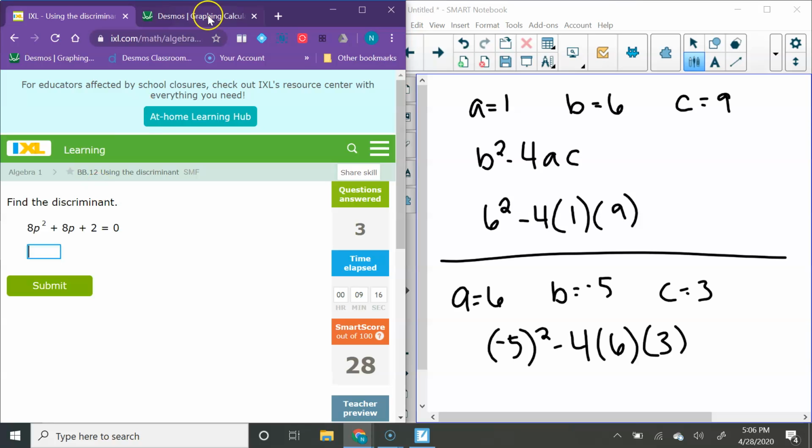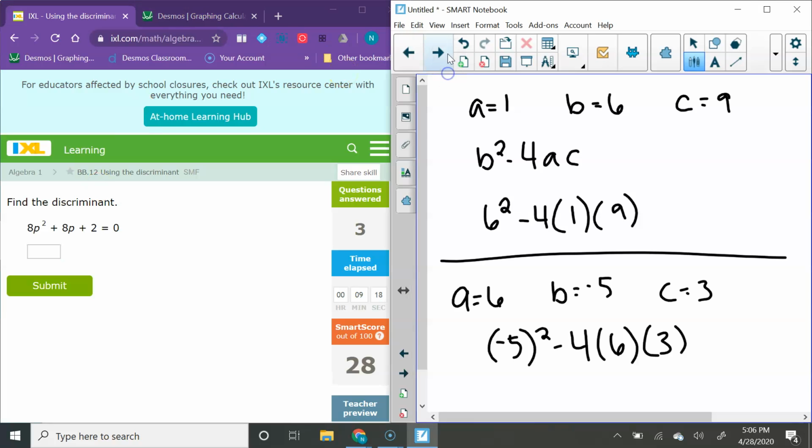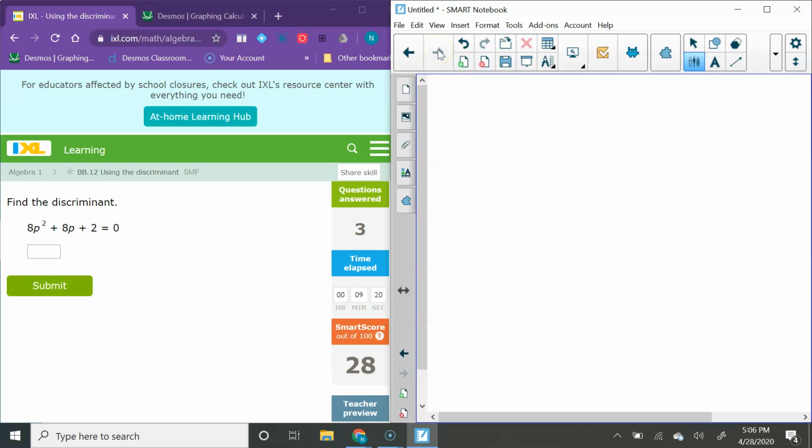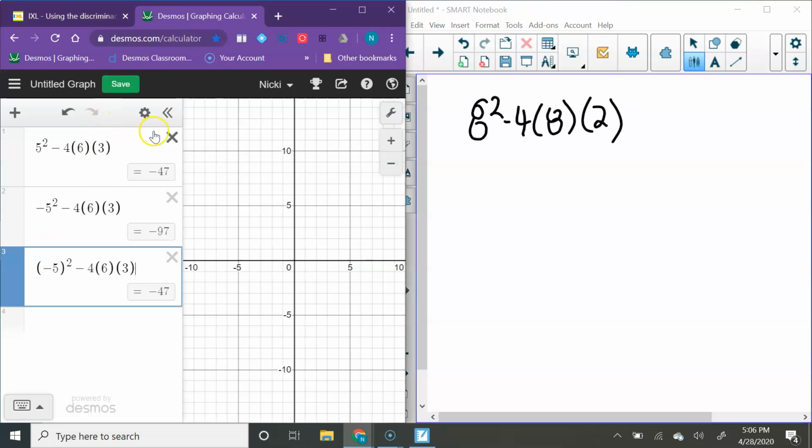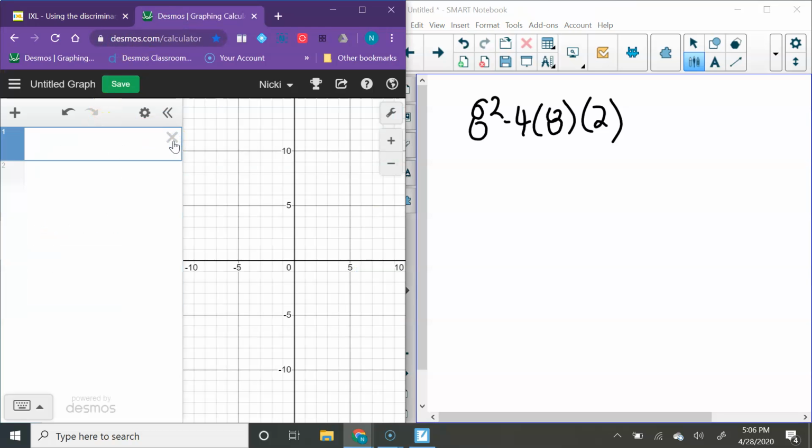This next one I'm just going to do real quick. We'll have 8 squared minus 4 times 8 times 2 for this discriminant. And if we type it in over here, we're going to get 0 for that one.